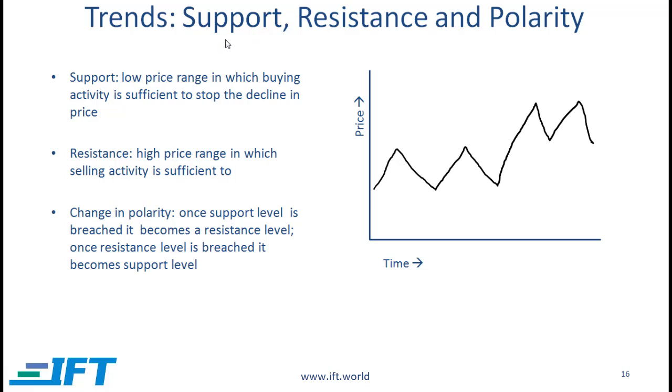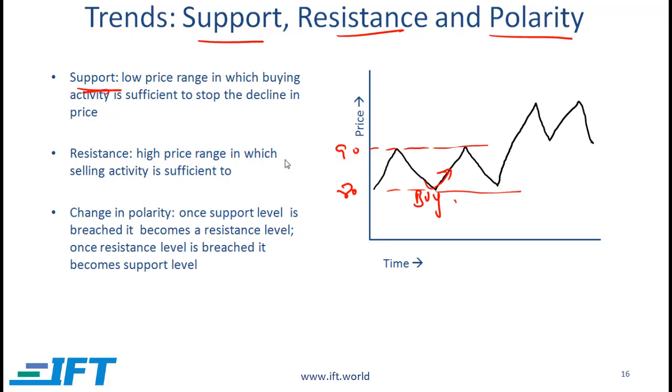You also need to understand the concept of support, resistance, and polarity. With support, we are talking about a low price range in which buying activity is sufficient to stop the decline in price. If you take a given stock where the support level is 80, what we are saying is that when the stock price comes down to 80, market participants believe that this is a low price for the stock and people start to buy, which means that the price again starts going up. The resistance level is the high range.